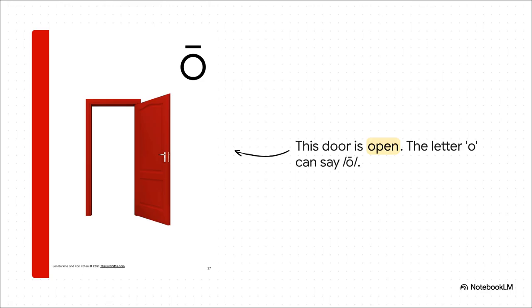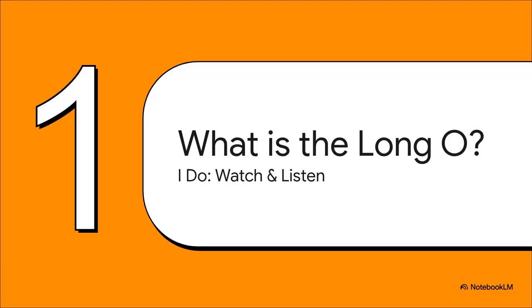And here's a cool trick. The long O sound is exactly the same as the letter's name. Seriously, just say the letter O. Go on, try with me. O. See? You've already got it. Awesome! Now that we know what it sounds like, let's figure out how to read words with the long O.